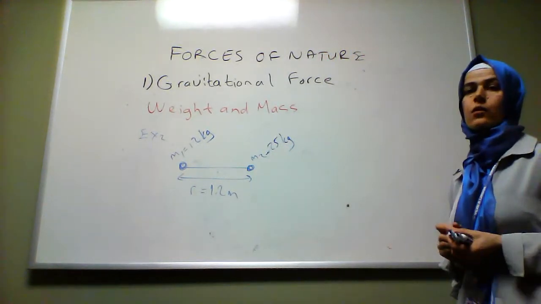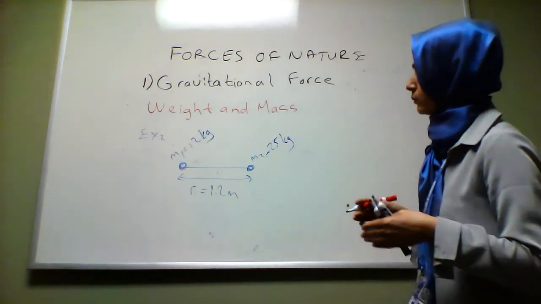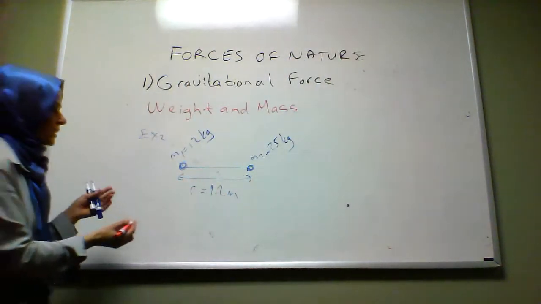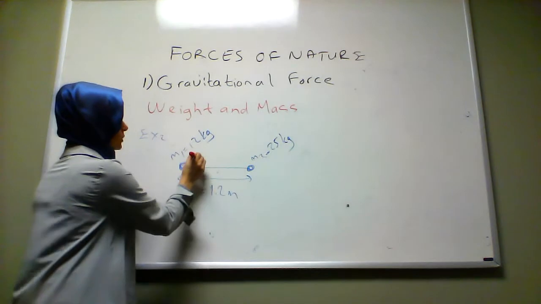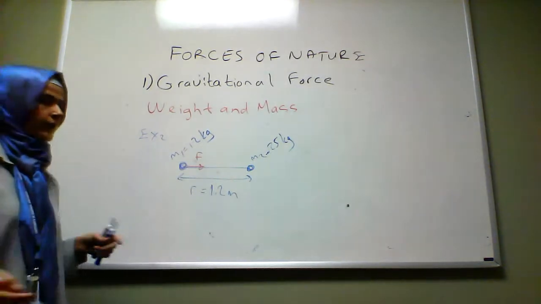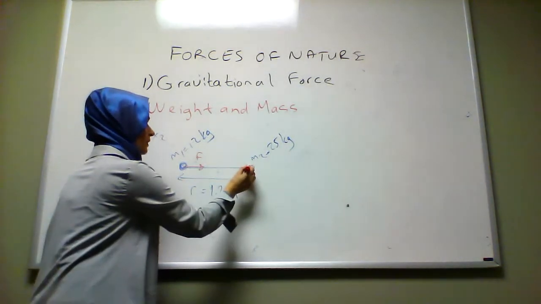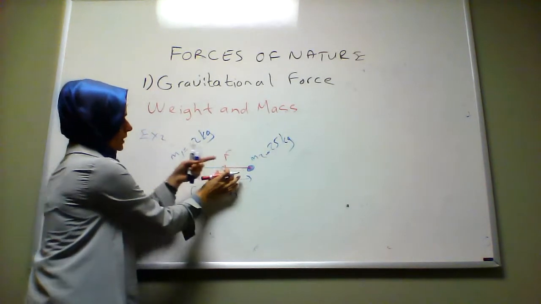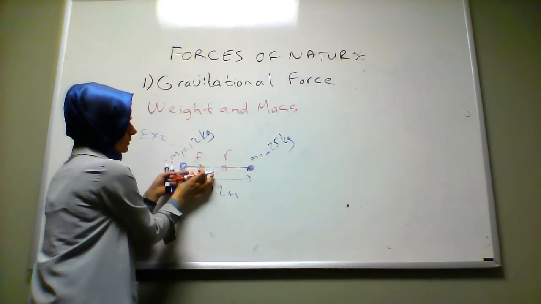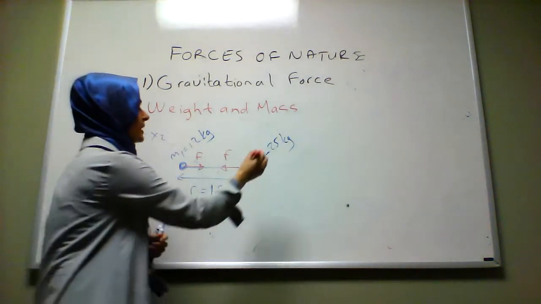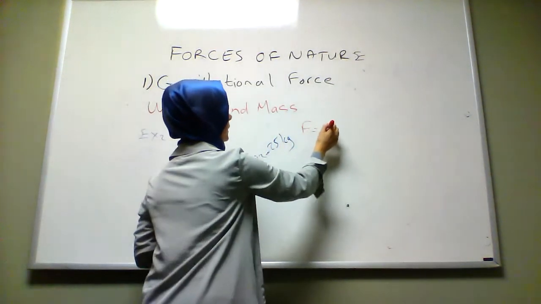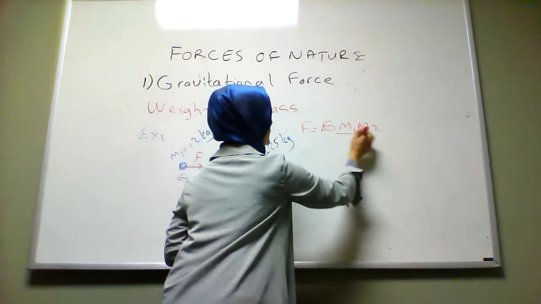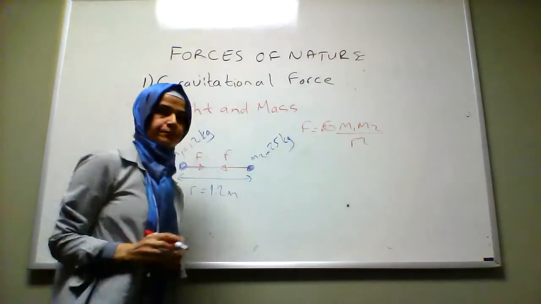What is the gravitational force exerted on M1 by M2? Or what is the gravitational force in between these two objects, which are equal to each other? So I'm going to skip F1, F2 for now. It's F and it's equal to each other. I'm going to draw two forces. This is what M1 exerts on M2, and this is what M2 exerts on M1. And this F is equal to G M1 M2 divided by R squared.